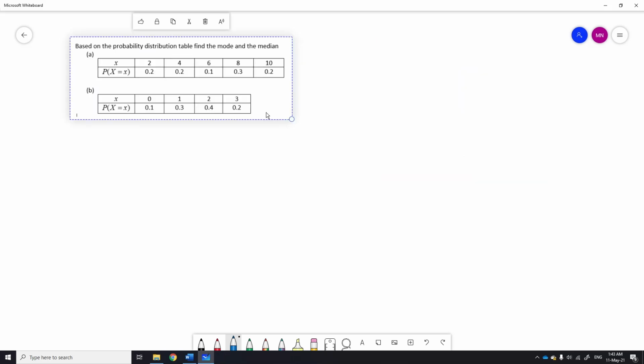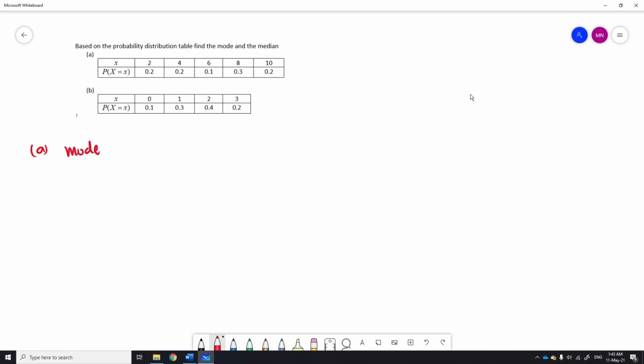Alright, so let's try to find the median and mode from this question. Okay, let's look at question A. The mode, as already said before, is where the probability of x equal to x is the highest. So let's focus on the table. We have to find which probability is the highest, that is 0.3. So then our mode is 8, right over here. The value of x is our mode.